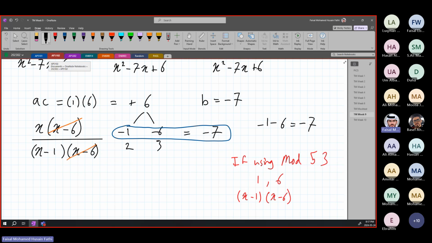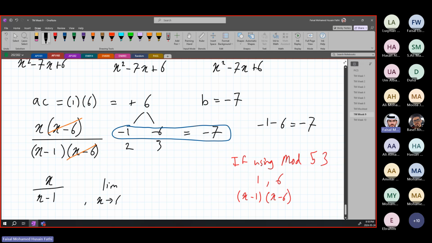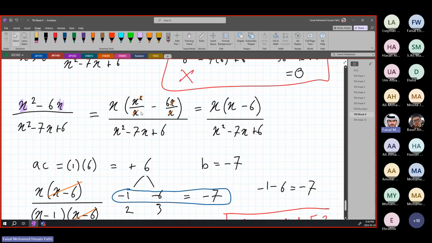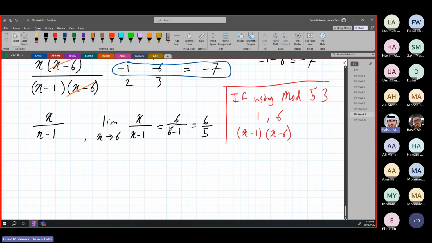Coming back to this, now we can simplify this equation, x minus 6 and x minus 6, and we will be left with x divided by x minus 1. So now we can do the limit as x goes to 6 of x over x minus 1. We plug in the values, so it's 6 over 6 minus 1, which is equal to 6 divided by 5. This is how you would solve for limits as usual.